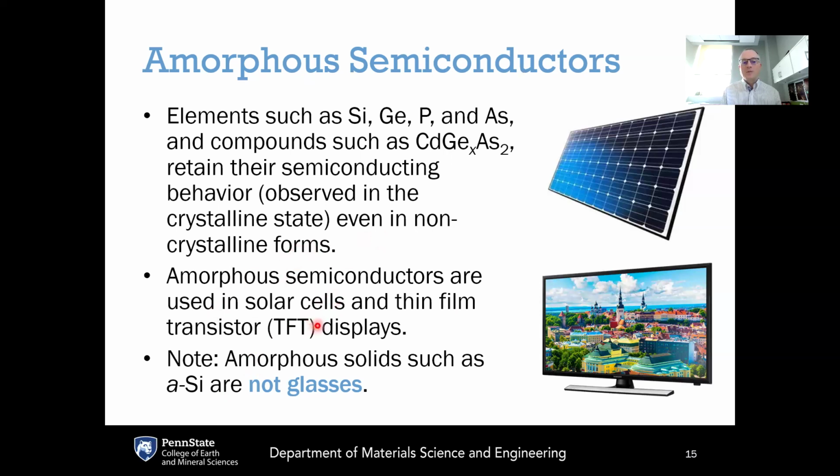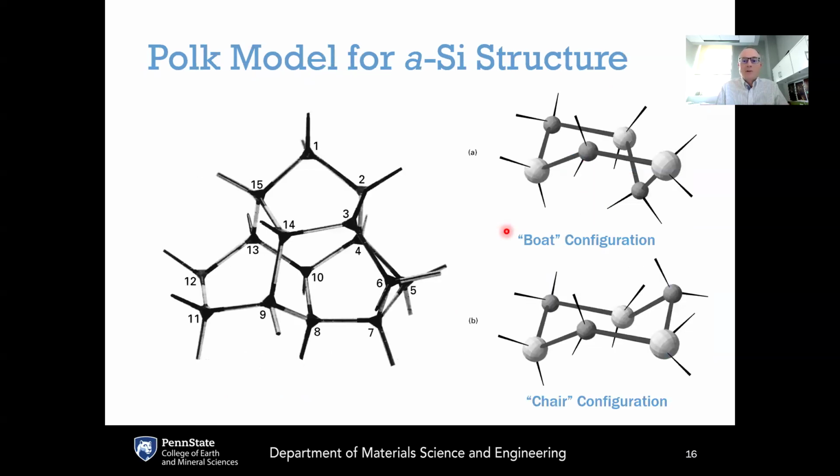Now, these thin film transistors are often used in displays like TFTs. They can also be used due to their photoelectric effect, their ability to convert electromagnetic radiation into electricity, so they can be used as the solar cell material in photovoltaics as well. So amorphous semiconductors, even though they're not glasses, are ubiquitous in electronics and in photovoltaics. There are different models for the structure of amorphous semiconductors. One of the earliest is the Polk model.